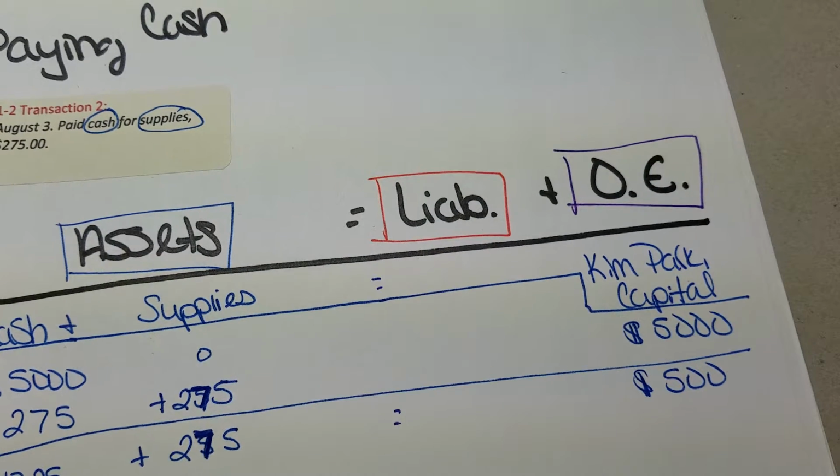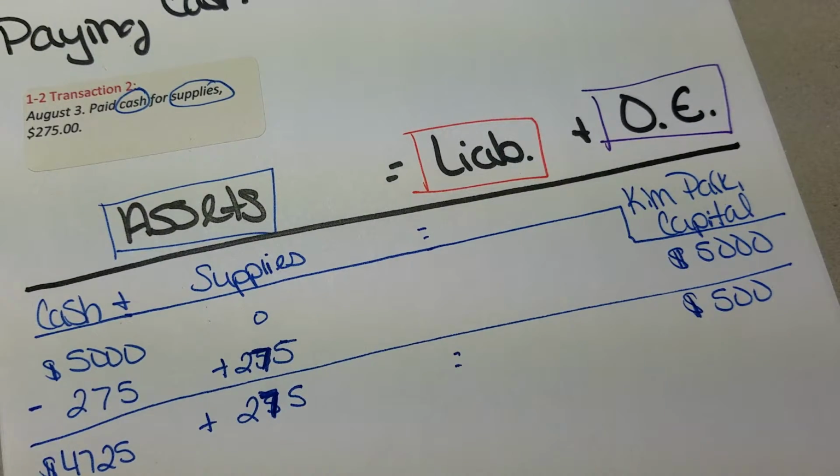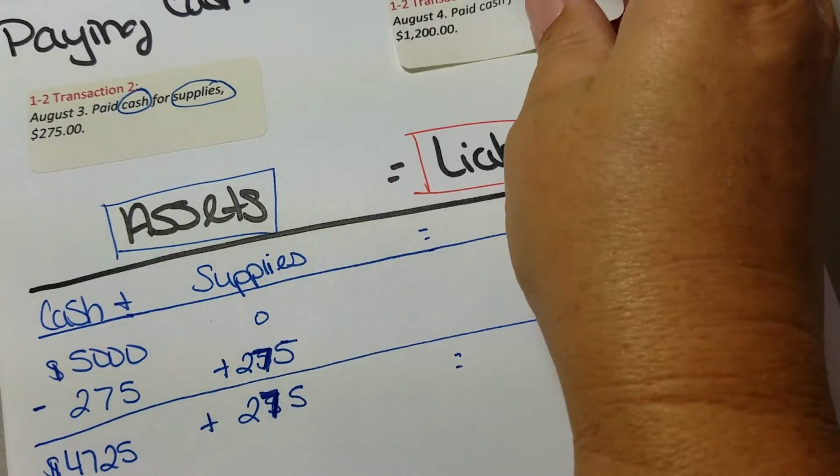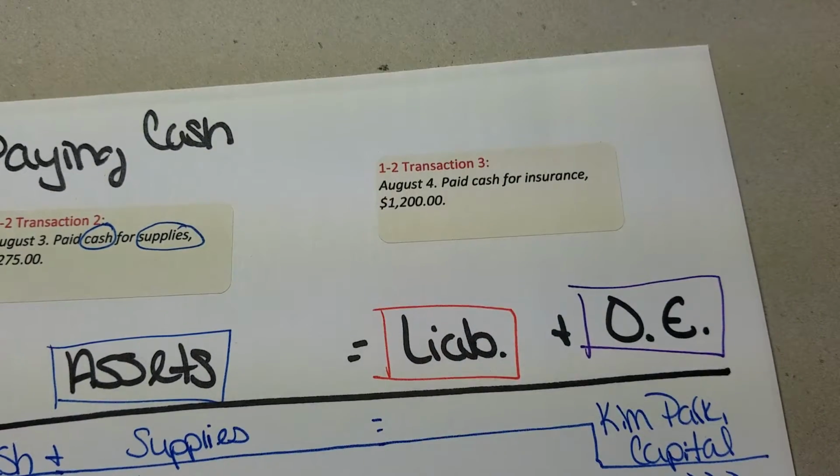Okay, we're going to go ahead and go to transaction number 3. So I'm going to get a different piece of paper. And this one, oh, nope, we're not. Sorry. This is still for paying cash. So transaction number 3, we're going to pay cash again. This time we're going to pay for our insurance. So I've got another sticker here, and I'm just going to put it right up here at the top. And this one says on August the 4th, we paid cash for insurance.